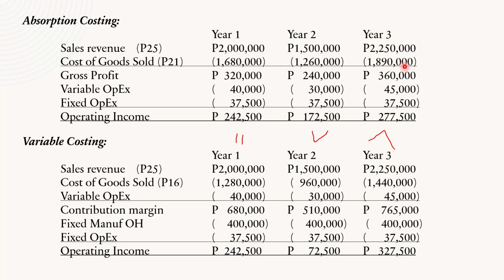Dito sa absorption costing kasi, may mga fixed overhead na galing year 2 na nito pa lang na-expense sa year 3. Ayan. And then para i-reconcile, ayan pa rin, no? Production units minus sales units times the FOH rate. Yun lang yung pang-reconcile ng absorption costing at variable costing income.